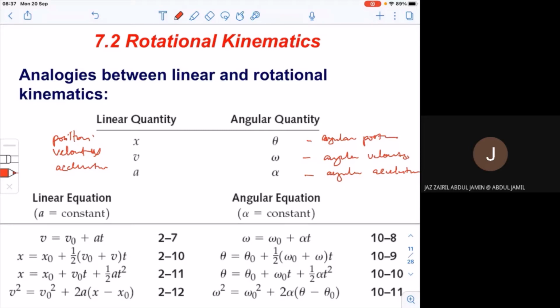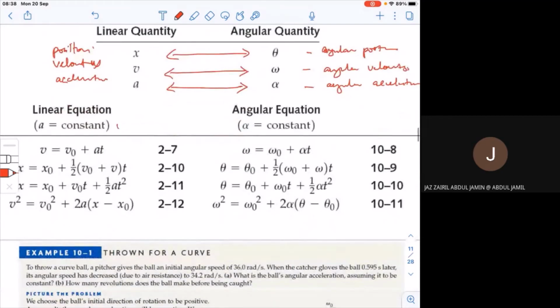So this is quite comparable between the linear part and the angular part. For example, position can be comparable, it's not equal, it can be comparable to theta, while v is comparable to omega, and a is comparable to alpha. So if you want to do some kinematics, for example when we have a question with constant angular acceleration, look at how they write down the equations here.